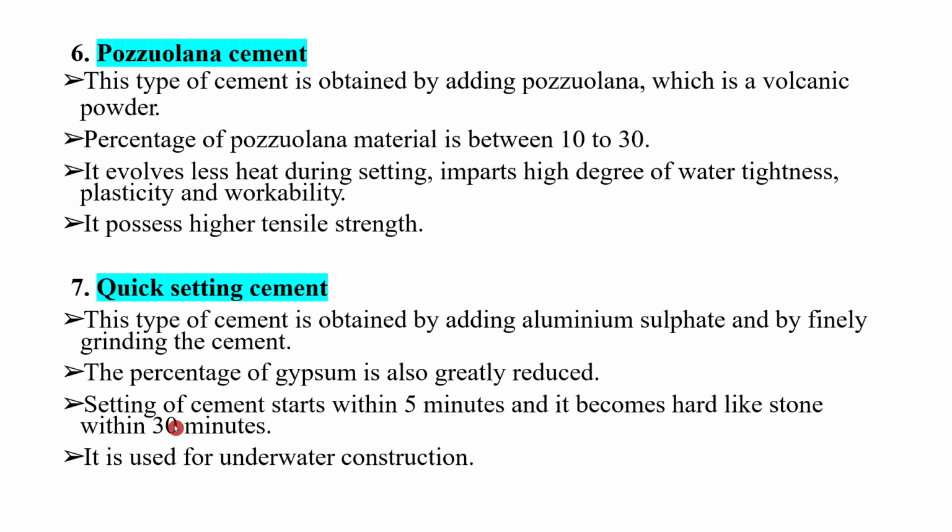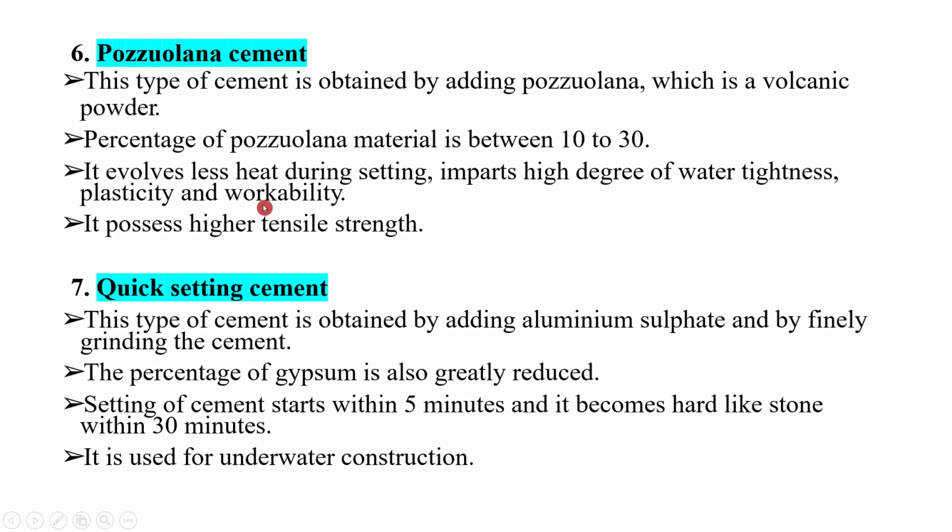And next we have pozzolano cement. This type of cement is obtained by adding pozzolano, which is a volcanic powder. The percentage of pozzolano material is between 10 to 30. It evolves less heat during the setting and imparts a high degree of water tightness, plasticity, and workability. It possesses high tensile strength.